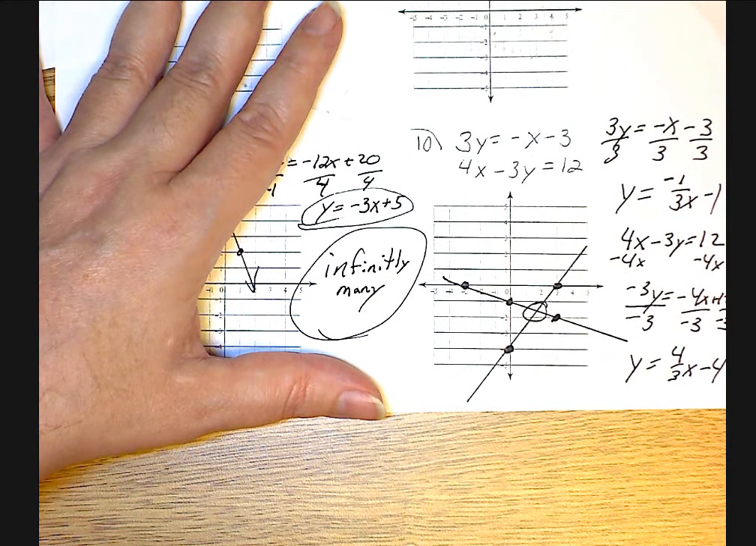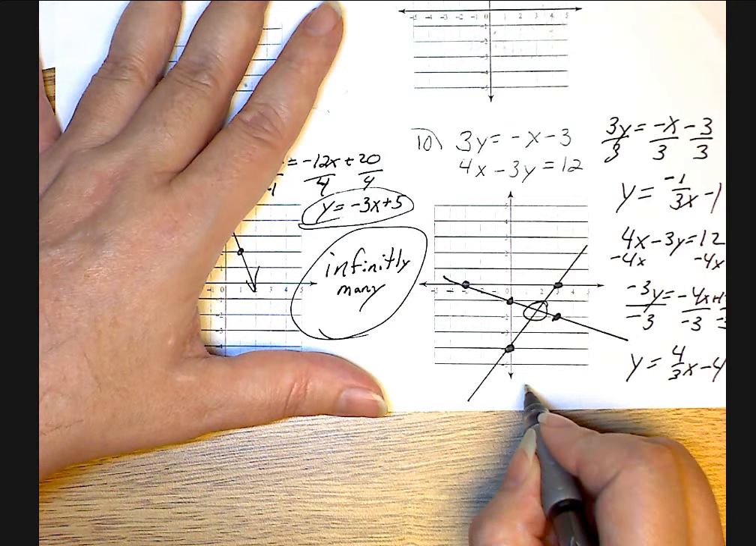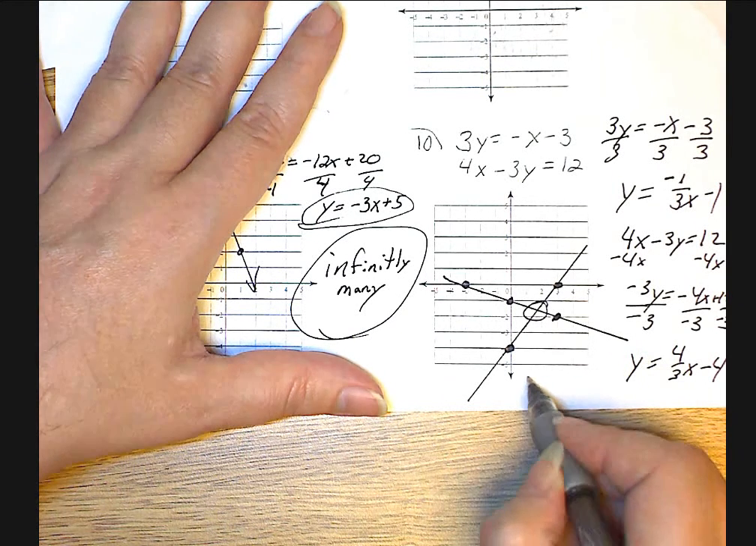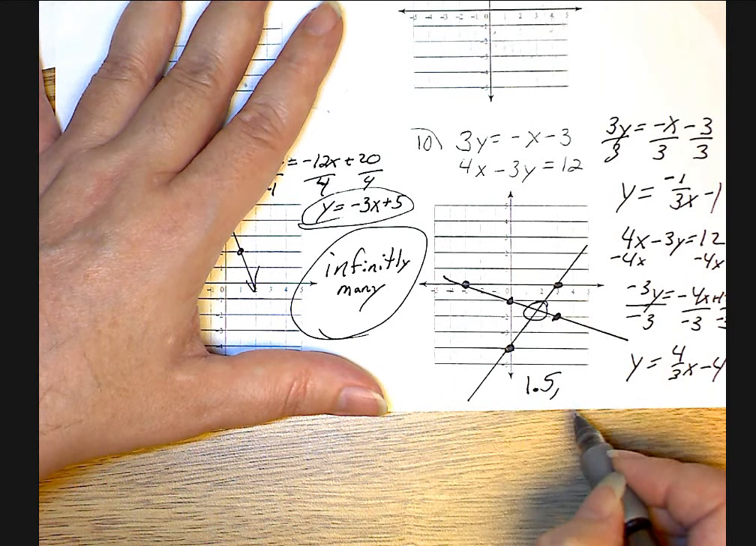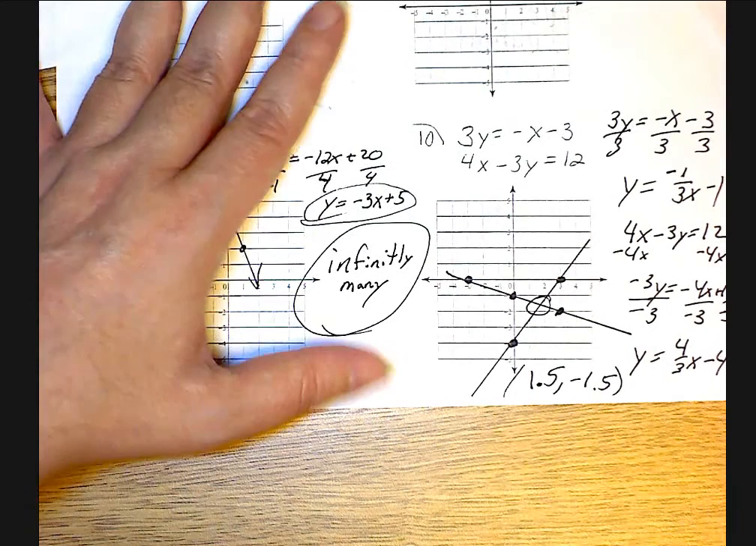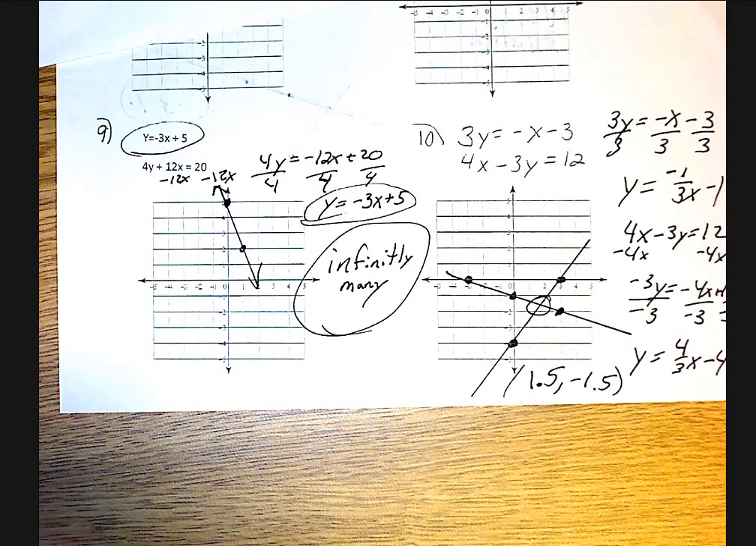And so you want to take a wild guess what you think that is? Your x is first. Okay. 1.5, -1.5. And we'll see later how close we are on that. Very close though. All right.